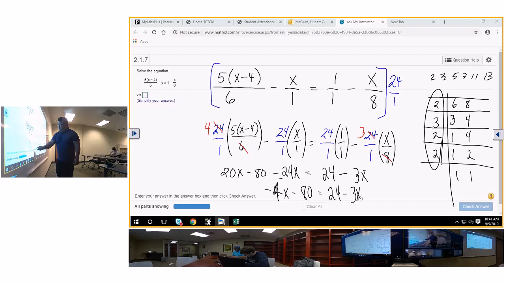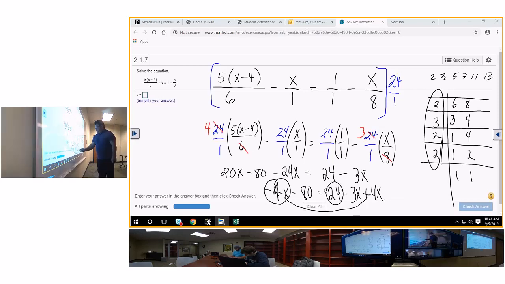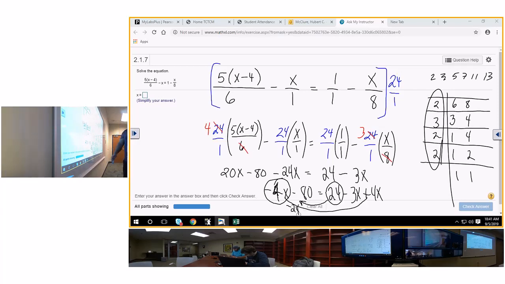So I'm going to bring the 4x across the river. That's going to be positive 4x. And take the 24 across the river. That's going to be minus 24. So that's going to give me x is equal to negative 80 minus 24, which is negative 104. That should be the answer.